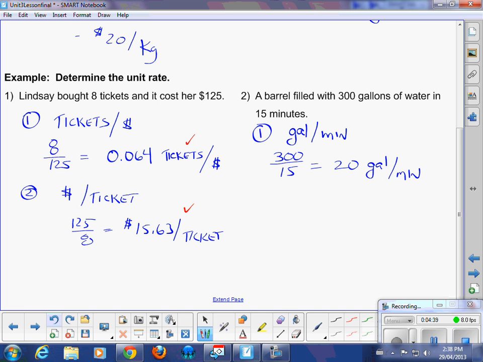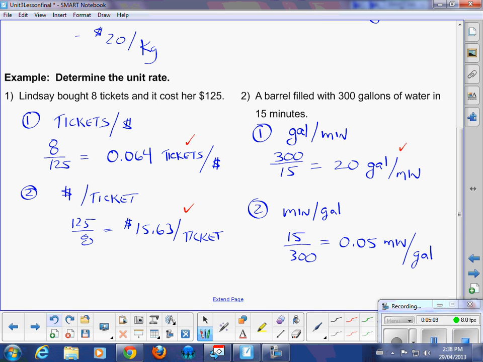So mathematically it's correct. Does it make sense? If someone asked you how fast was the barrel filling, oh, 20 gallons a minute. Yeah, that makes absolute sense. That would tell me that every minute I would have another 20 gallons. What happens if we ran it the other way? So minutes per gallon. So the minutes would now be on top, gallons on the bottom. Calculate that out. So you'd have 0.05 minutes per gallon.